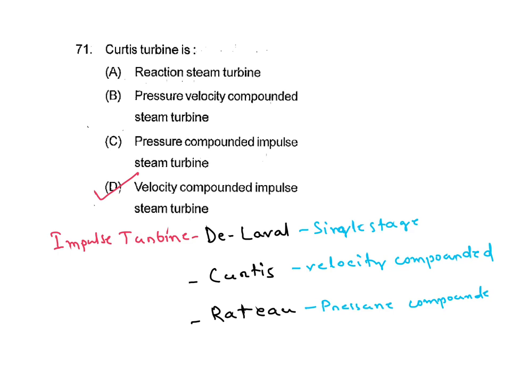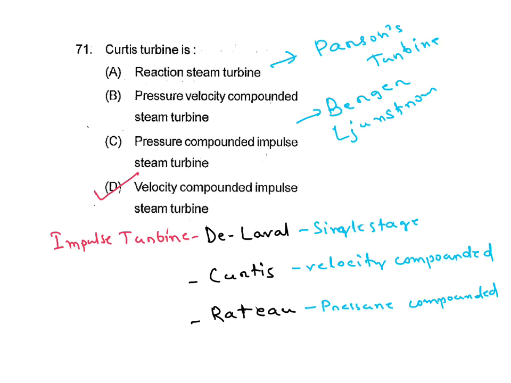Pressure compounded impulse turbine. For reaction turbine, examples are Parsons reaction turbine. Parsons turbine. One more example is Ljungstrom. This turbine also is a reaction turbine example. This one rarely they will ask, but this one is important. Parsons turbine, reaction turbine example, and impulse turbine, De Laval, Curtis and Rateau. Curtis turbine is velocity compounded, Rateau turbine is pressure compounded. This is very very important for RINL exams.